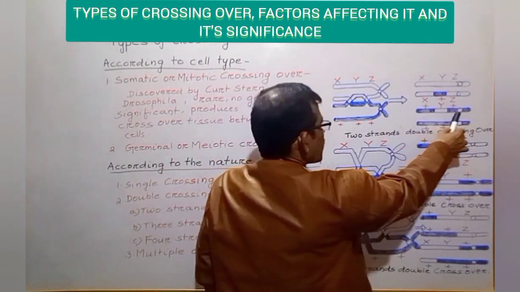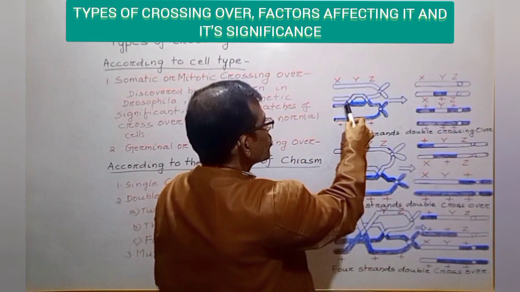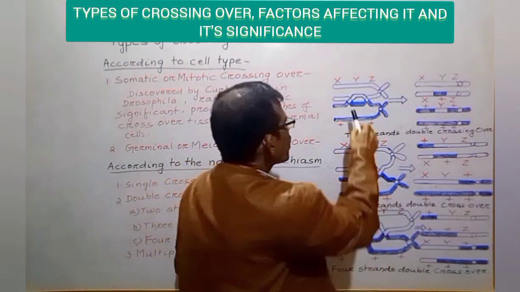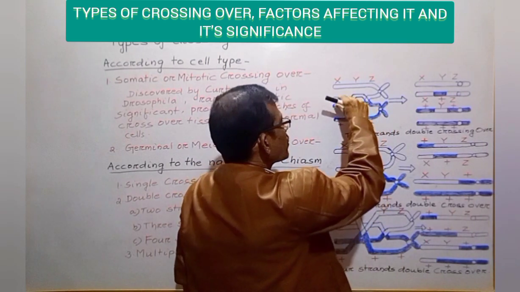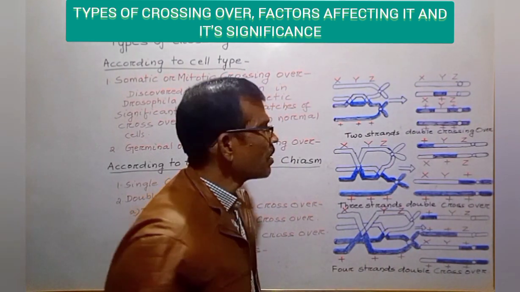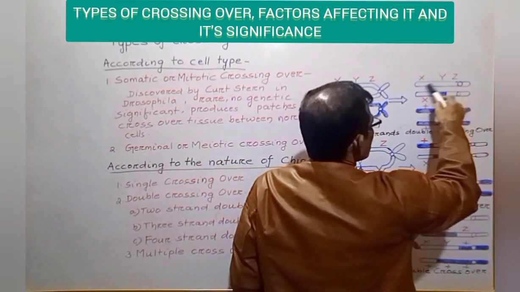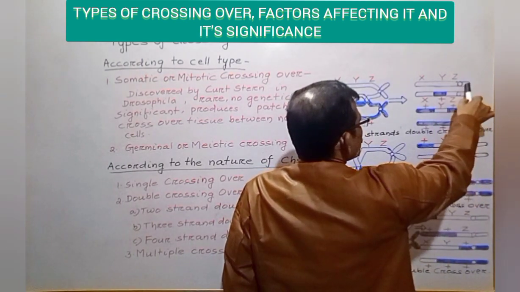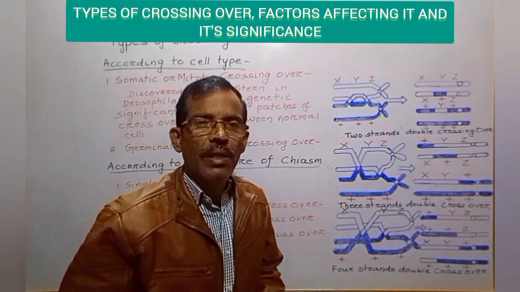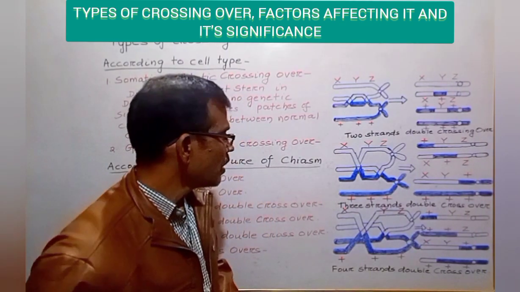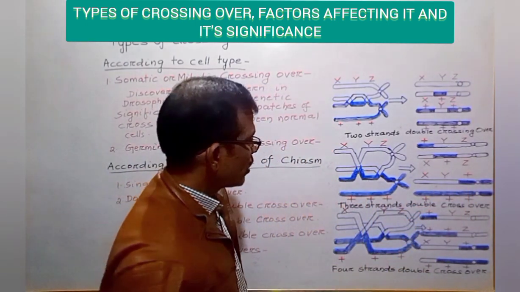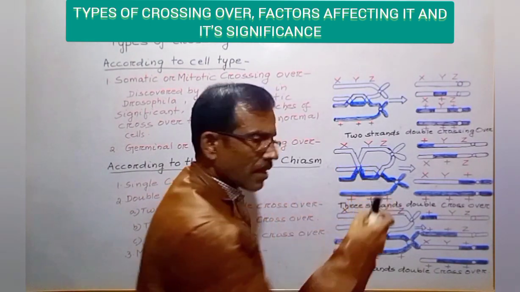In 2 strands double crossing over, only 2 non-sister chromatids are involved in genetic exchange. So 2 chiasmata are formed along the same 2 non-sister chromatids. As a result of this genetic exchange, 2 chromatids become recombinant and the remaining 2 remain non-recombinant, thereby preserving parental combinations of genes. But in 3 strands double crossover, out of 4 chromatids, 3 chromatids are involved in genetic exchange.